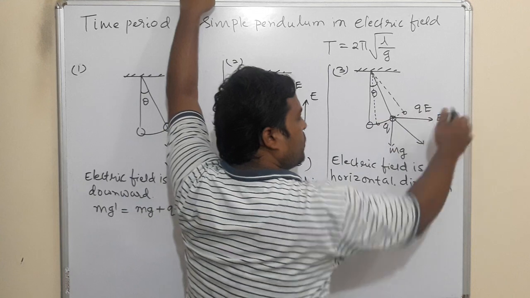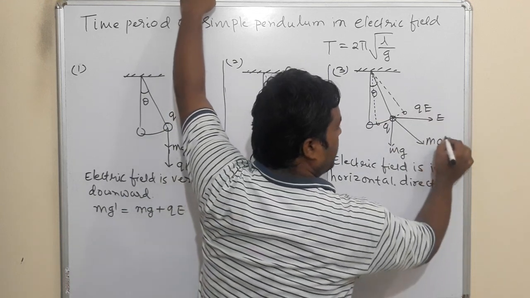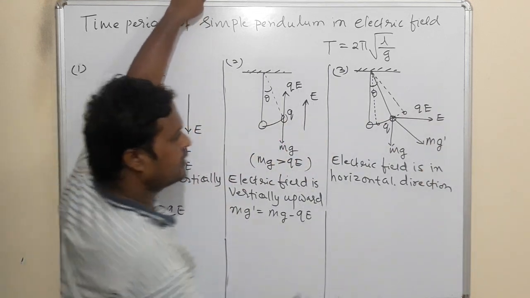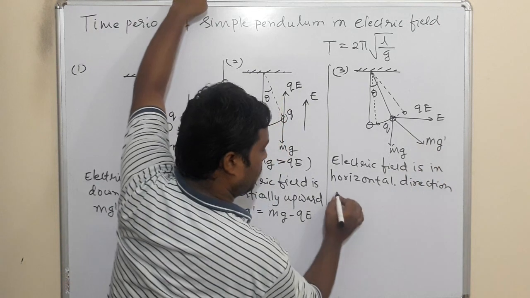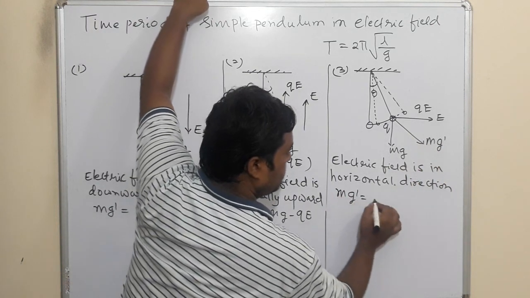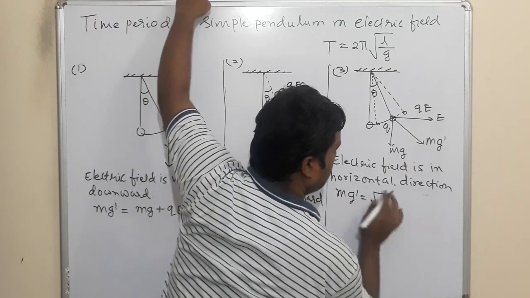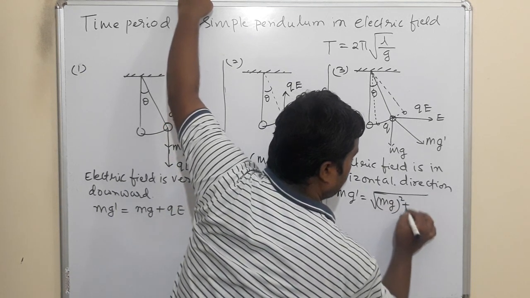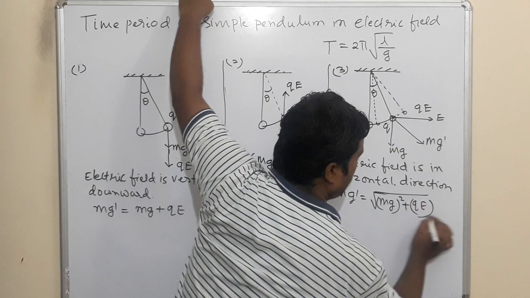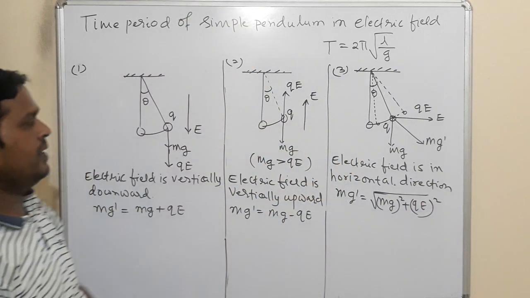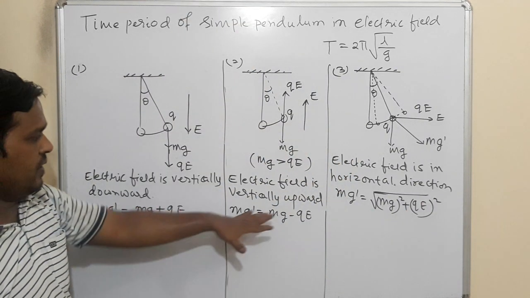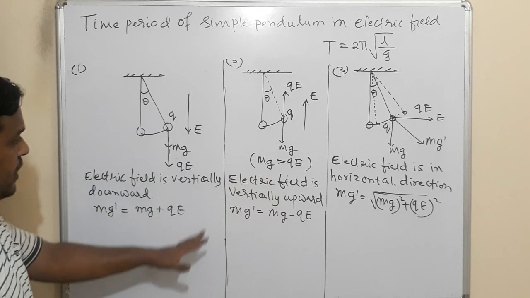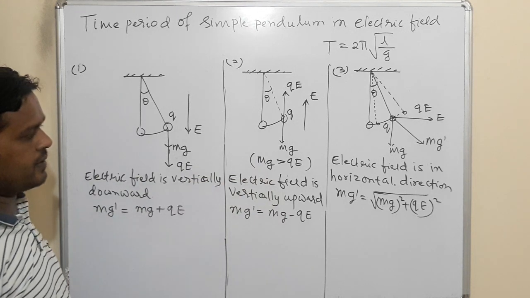Then here these two forces are perpendicular. I am calling this mg dash. That means this mg dash will be equal to the root of, what is this? This is mg whole square plus QE whole square. This is how we will calculate the net force, the resultant effective weight, in all three cases.